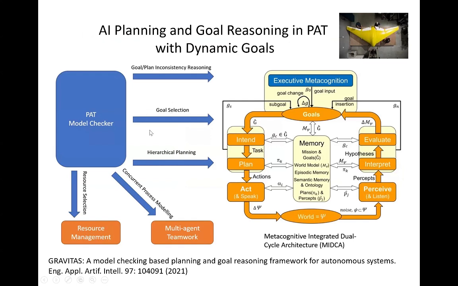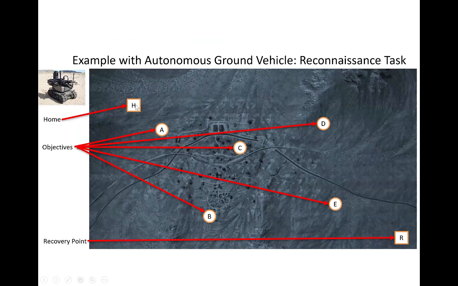So the project is about using PAT for goal selection and planning, to interact with the AI systems developed inside those autonomous systems. In detail, there's a paper in the Engineering Applications of AI journal. The key idea is like this. You start the autonomous system at position H, try visiting different positions A, B, C, D, E, F, D, and then go back to position R to recharge the battery.